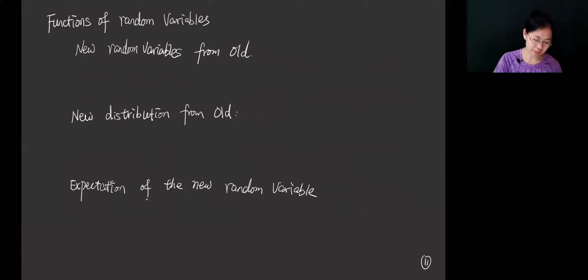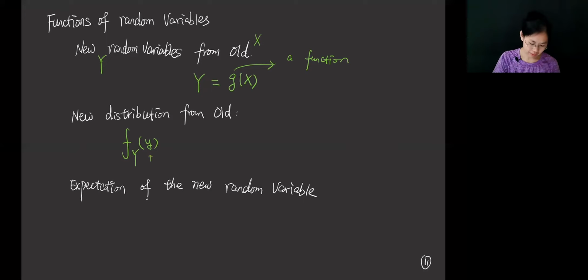So a new random variable can be generated from old. Let's say the old random variable is X and the new random variable is Y. Y might be a function of X. So g is a function. We can also derive the distribution of Y from the distribution of X. So the PMF of Y at a realization little y equals the probability that big Y equals little y, but we can write that in terms of X. So that is the set of x such that g of little x equals little y.